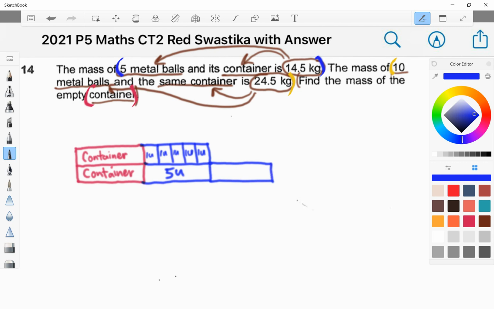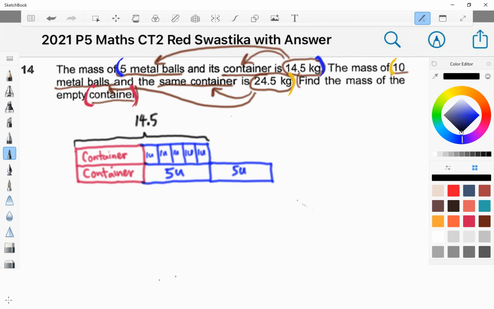because the children in Singapore have less than 5 minutes to solve this question. If this is multiple choice, or a so-called Booklet B short answer question, they have at most 2 minutes. So time is really not on their side. They have to be very fast and very furious with their answers. So the container with 5 metal balls is actually 14.5 kilograms. So in my model, I will indicate 14.5.